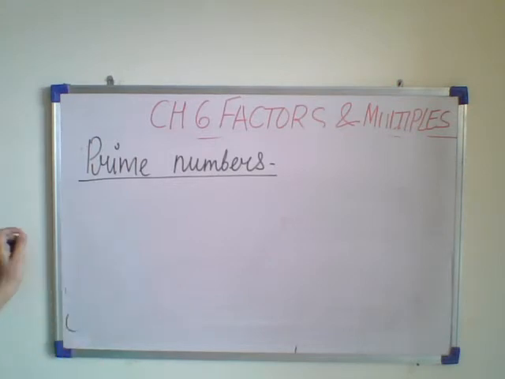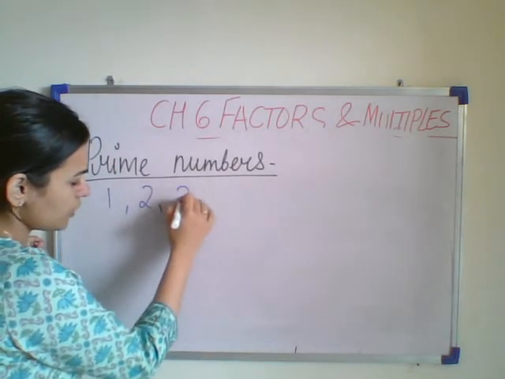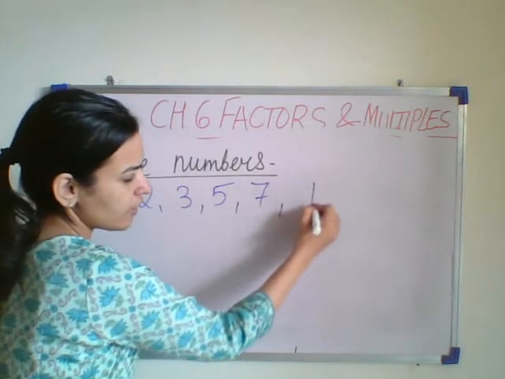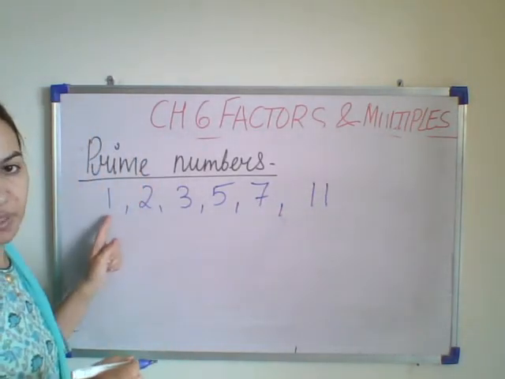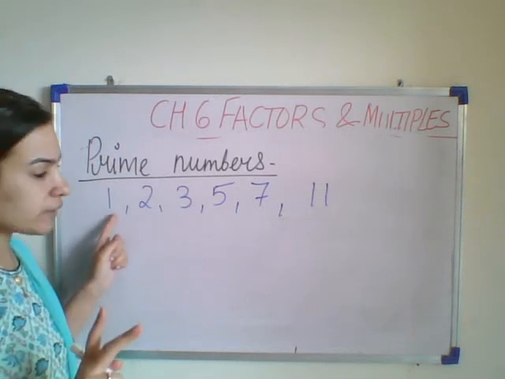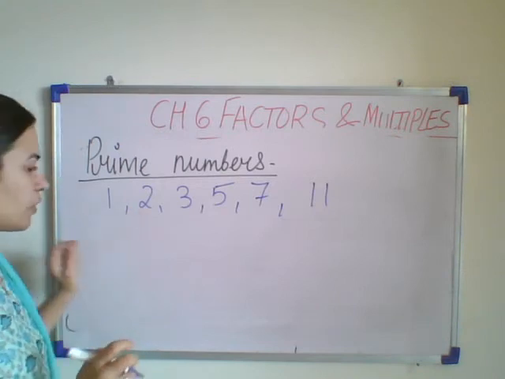Like 2, 3, 5, 7, 11. All these numbers are prime numbers. Why? Because they have exactly two factors, that is 1 and the number itself.